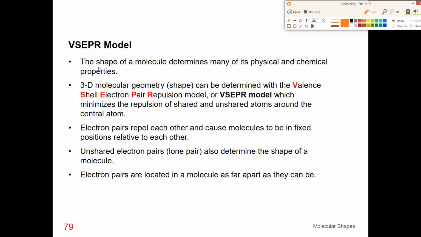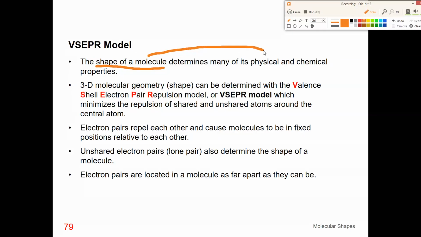Right, so the shape of molecule really determines the physical and chemical properties, but we are not going to talk about the relationship between the shape and physical chemical properties, but you need to know the shape of molecule is very important. Right, the 3D geometry, the shape is also called geometry.